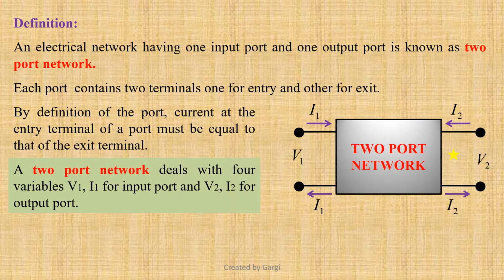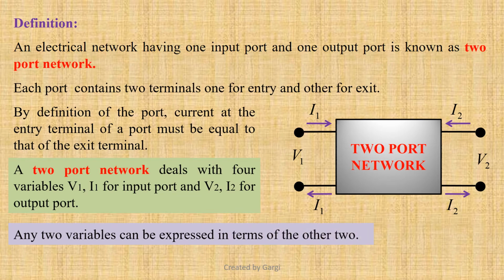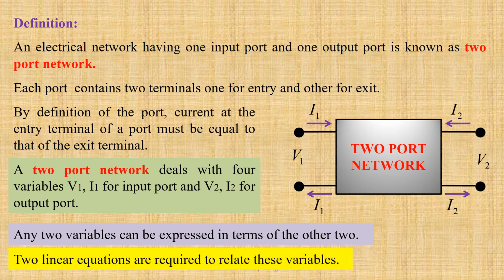A two-port network deals with four variables: V1 and I1 for the input port, and V2 and I2 for the output port. Only two of these four variables are independent. Therefore, any two variables can be expressed in terms of the other two. We use two linear equations to relate these variables.